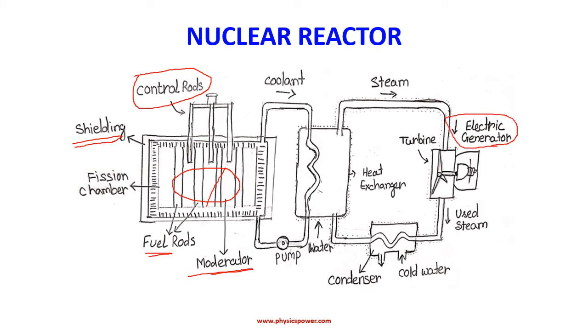For that purpose we have to arrange some coolant. The coolant continuously should pass through the nuclear chamber, so that the coolant will take the heat energy. That heat energy will go through these pipes, and that heat energy will be given to the water. Then the water will be converted into steam, and the steam will go and rotate the turbine. Due to the rotation of the turbine we are getting electricity. This is the complete process in a nuclear reactor. Now let me explain one by one element in the nuclear reactor.